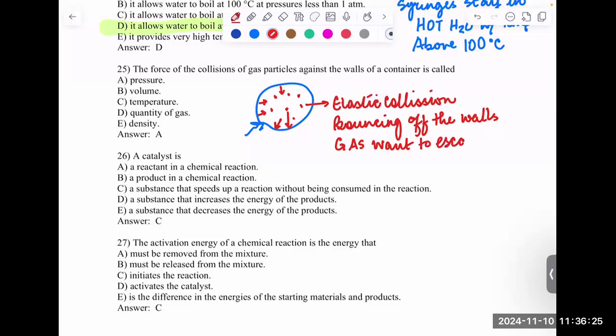So they are looking at the escape route. They hit the walls of this container so that they can leave, but they cannot find it. So that's why they keep bouncing off of each other. That thing is called pressure. Pressure is the force they exert per unit area. That is the pressure. Okay.